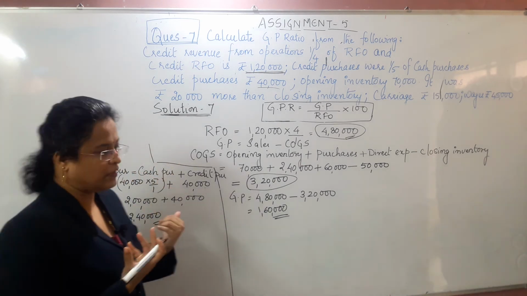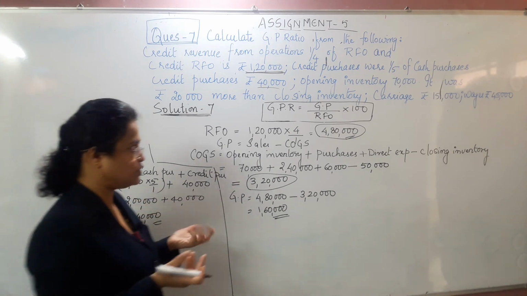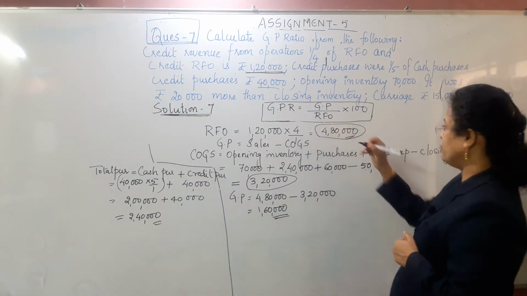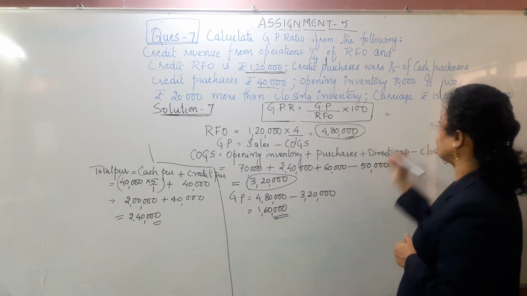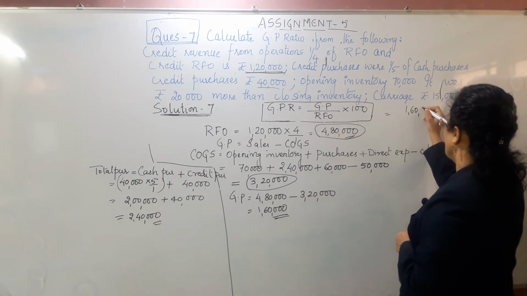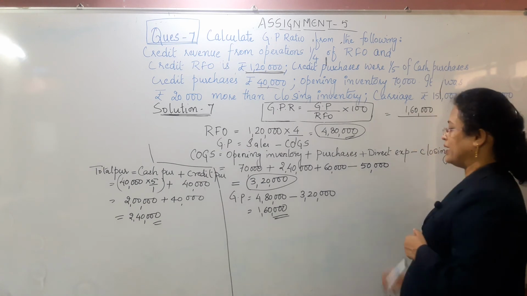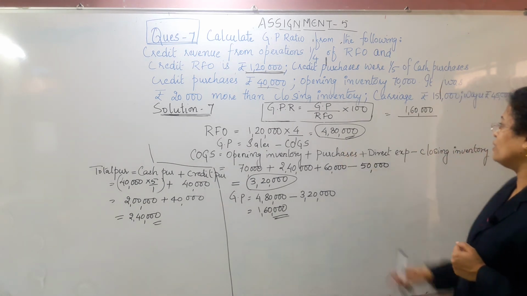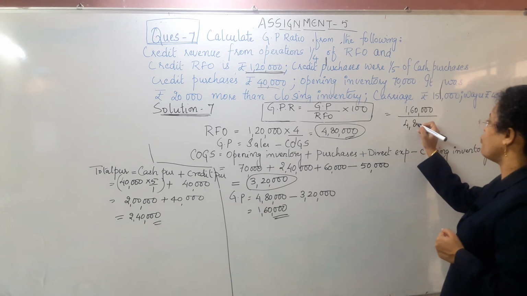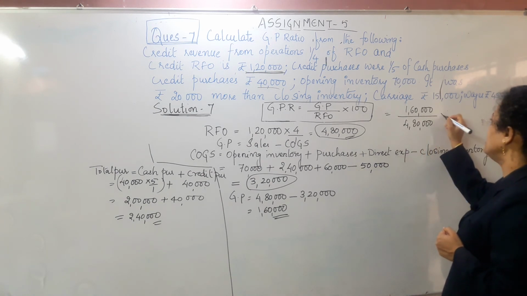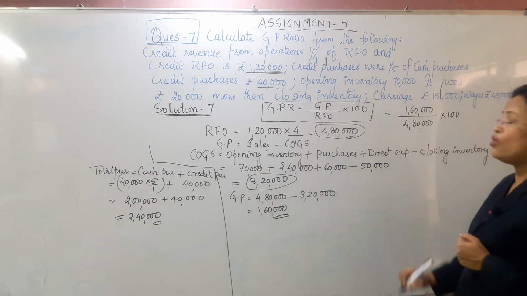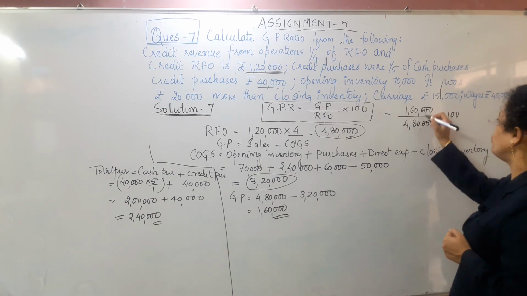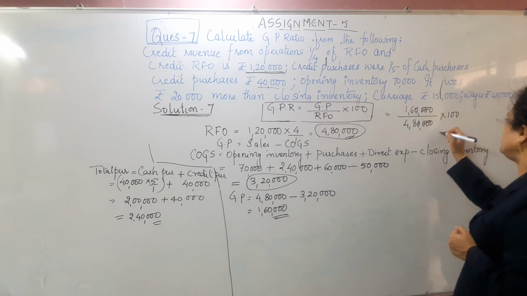So all the information we collected is now available to us. Now let us substitute it in the formula for the gross profit ratio. The gross profit we got here is 1,60,000, divided by the revenue from operations we calculated, 4,80,000, children. Multiplied by 100, since all the profitability ratios have to be multiplied by 100.